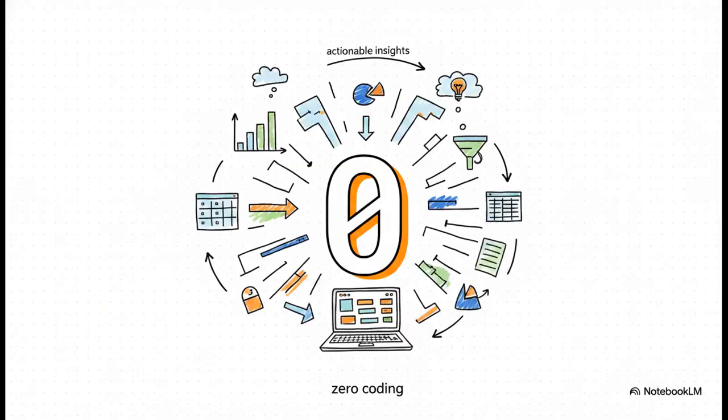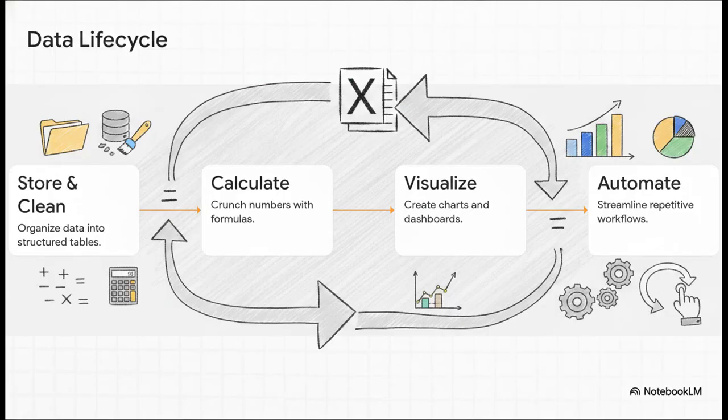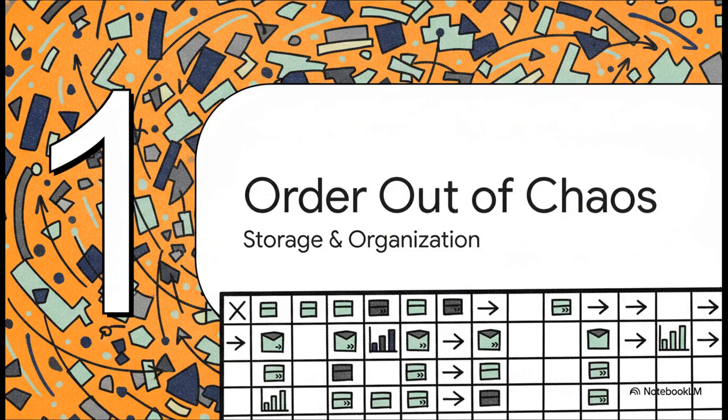And honestly, here is the absolute best part. The biggest relief for anyone wanting to dive into data analysis: zero coding required. Seriously, you do not need to be a software engineer to start transforming raw information into actionable insights today. So, how does it actually work? We can basically break this whole data lifecycle down into four really distinct stages: store and clean, calculate, visualize, and automate. Let's kick things off with phase one, bringing order out of absolute chaos.